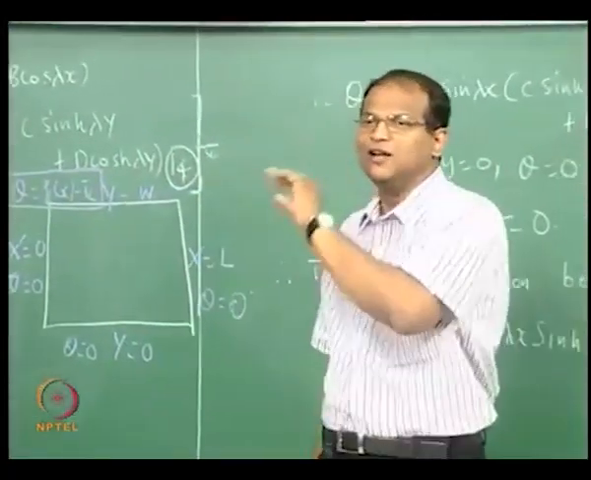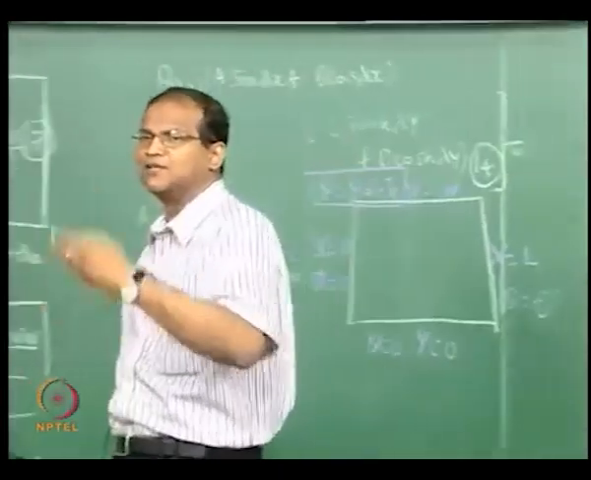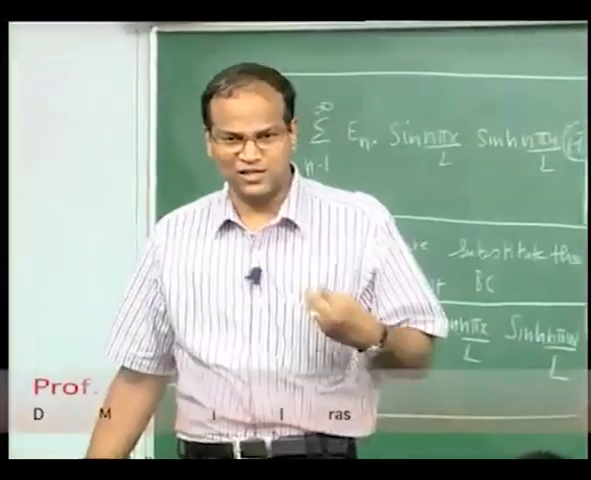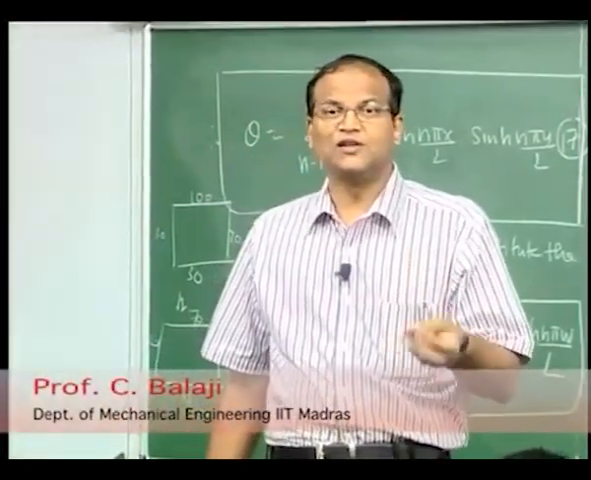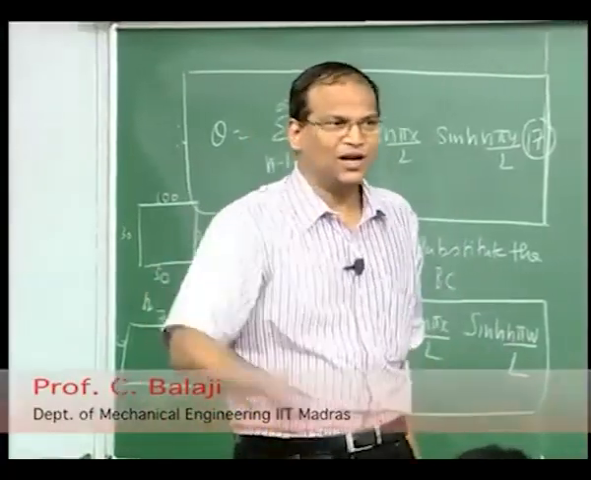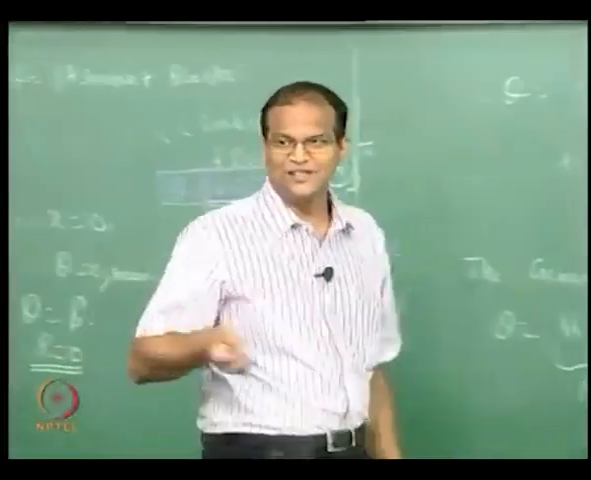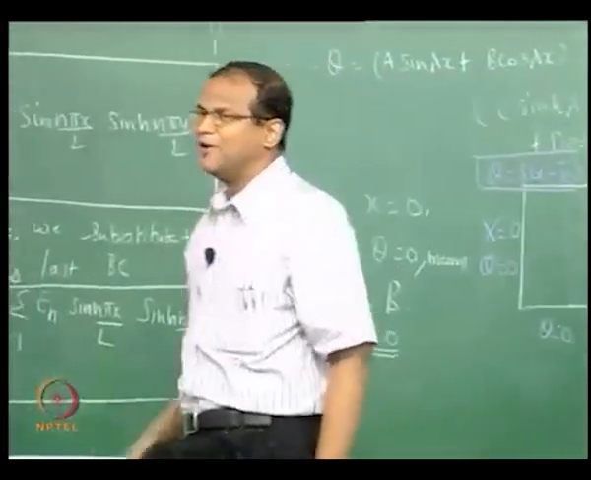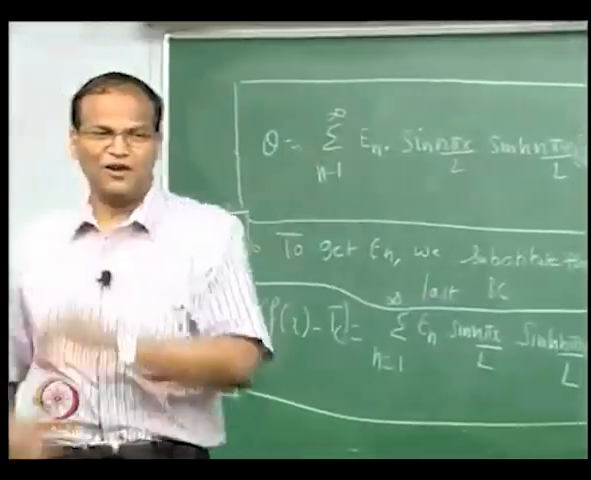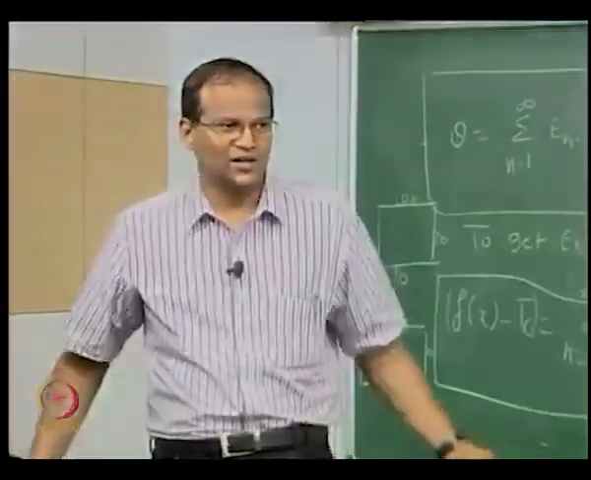Now that orthogonality property, where any function can be represented as a sine series or a cosine series, is called the Fourier series. So this is the Fourier series. From the property of the Fourier series we have to get the value of En, which we will do in the next class.